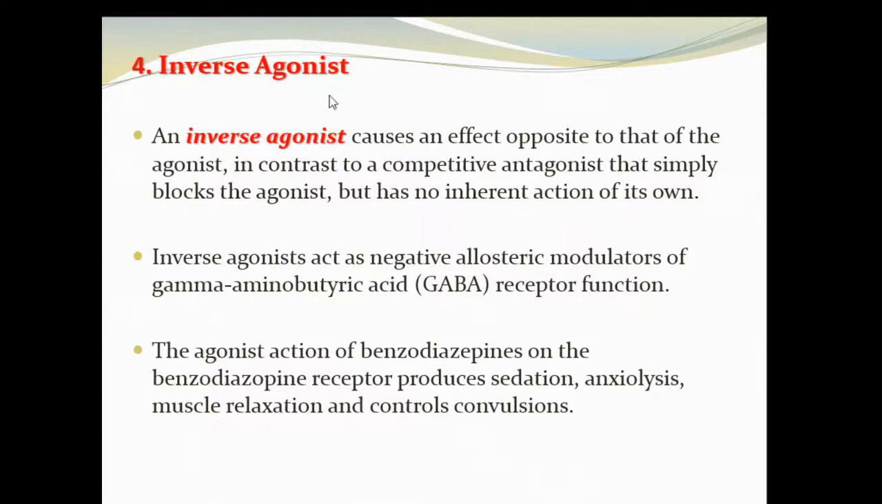Third, inverse agonist, which shows an action opposite to that of an agonist. So the action will be inverse, that is opposite action, that is why it is called inverse agonist. Examples are GABA receptor inverse agonists, like benzodiazepine inverse agonists, etc. Some drugs are there which show an opposite action which causes epilepsy, etc. because of stimulation by the drug.